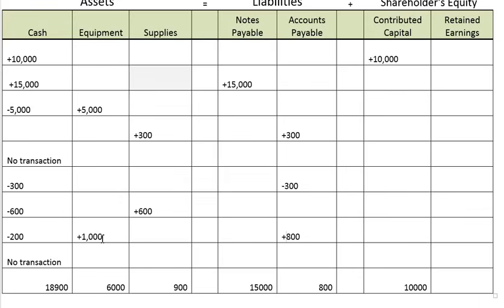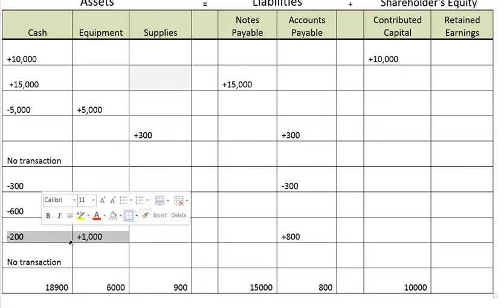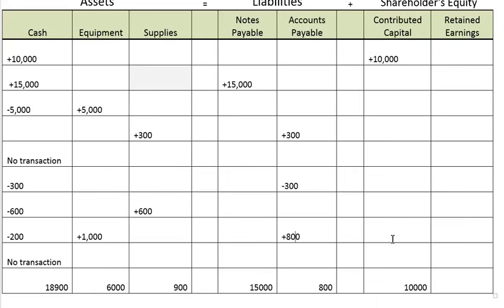And what do you see? You see here that the left-hand side of the equation, the asset side at net, has gone up by 800. Equipment went up by 1,000 and cash went down by 200. So at net, assets go up by 800. You can see here on the right-hand side, liabilities went up by 800. So the left side goes up by 800 and the right side goes up by 800. So the balance sheet equation remains in balance.